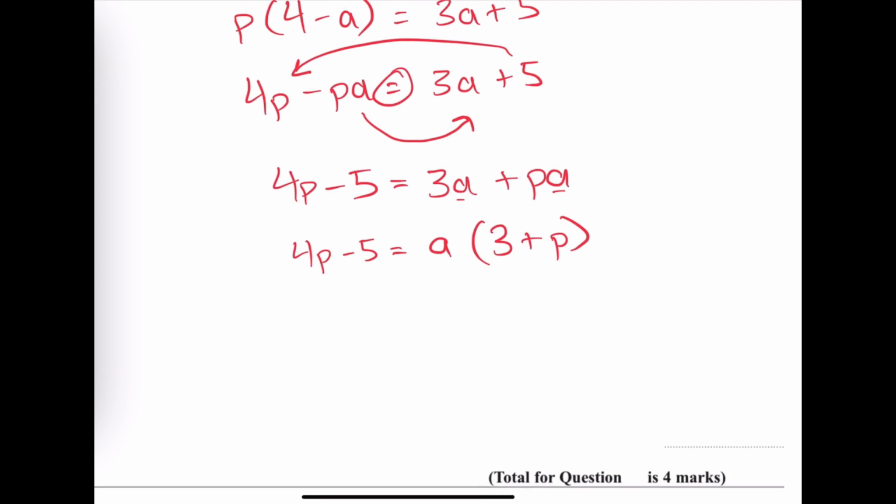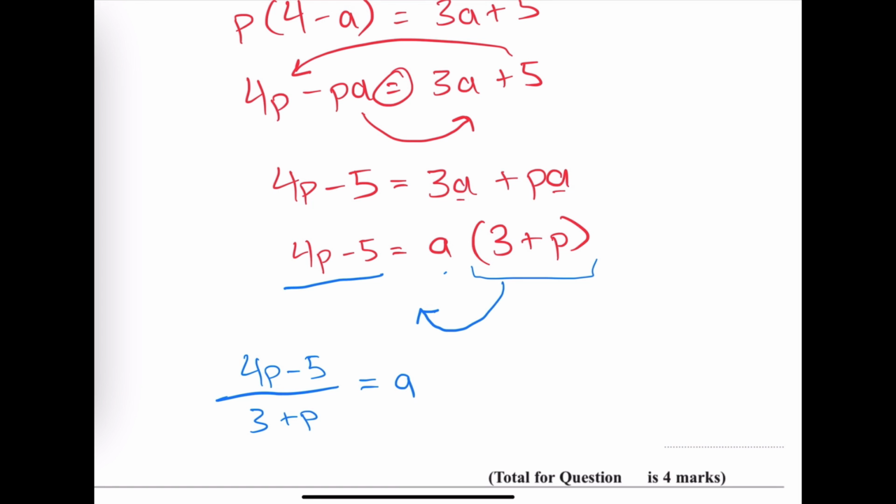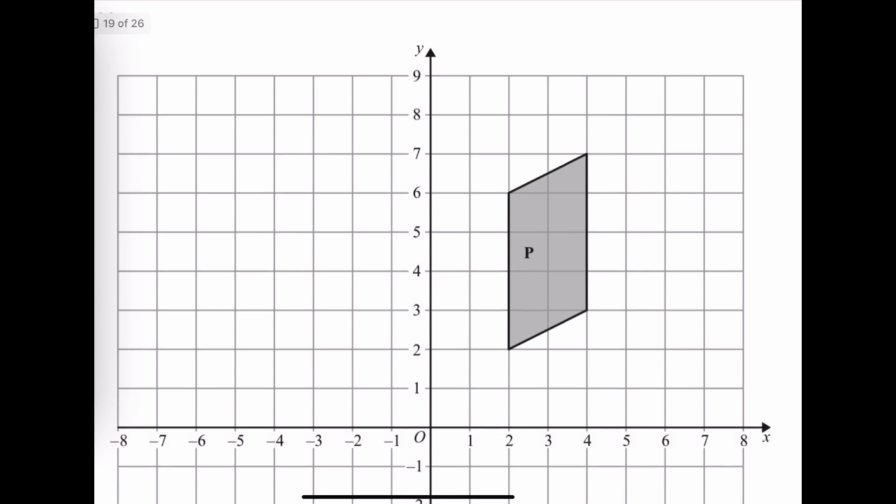Now, all we have to do is take this whole thing. So let's say in this term, we are multiplying all of this by a. So when we put it to the other side, we will be dividing it. So it will be 4p minus 5 divided by 3 plus p, and that equals a. And that is the answer.